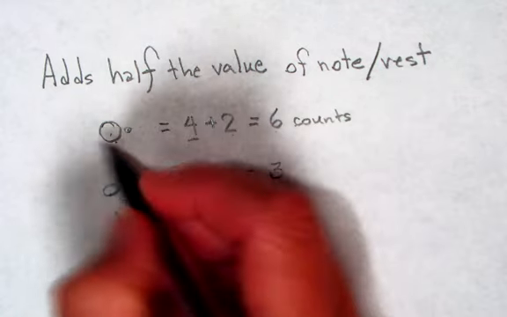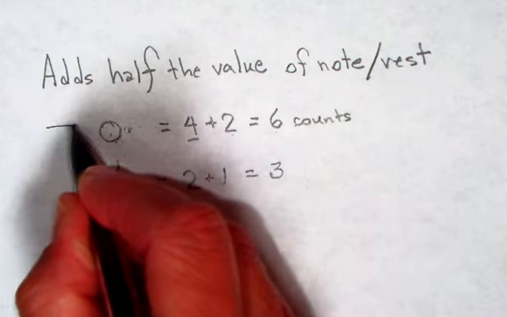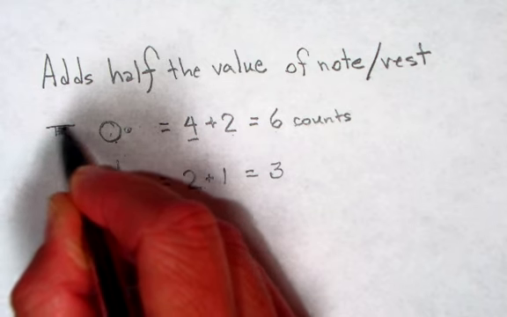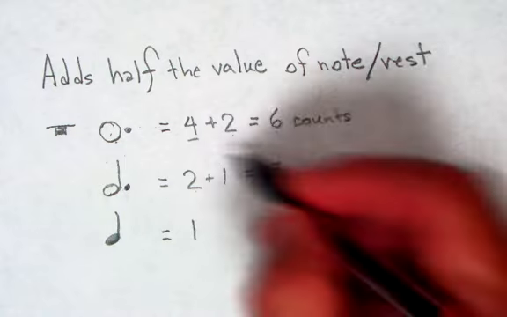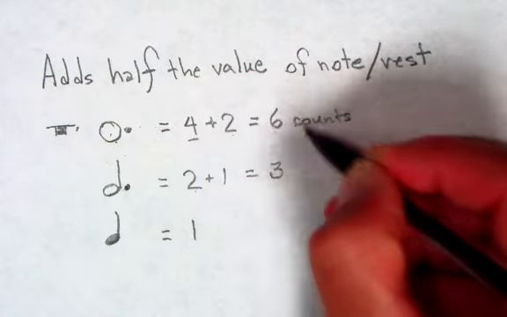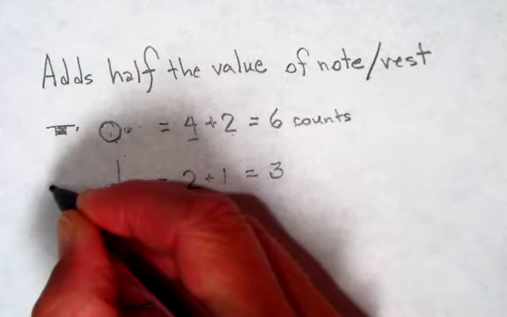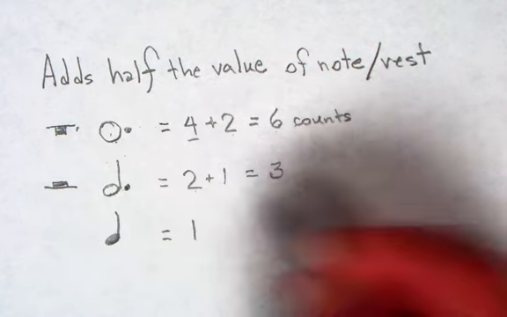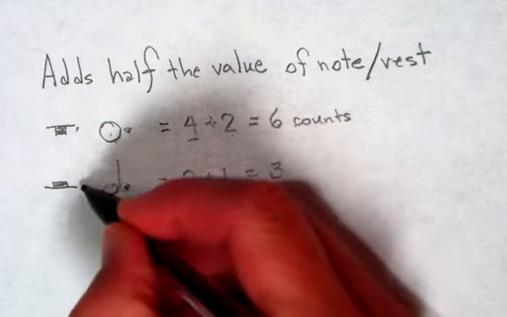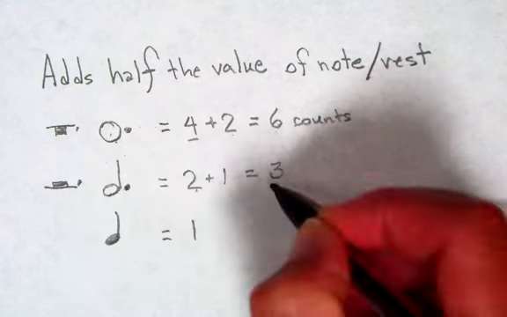Now, look, rests are the same way. If I had a whole rest here, it's a 4 count rest. If I put a dot beside that rest, it's a 6 count rest. If I had a half rest here, looks like a hat, that's a 2 count rest. If I put the dot beside it, it's a 3 count rest.